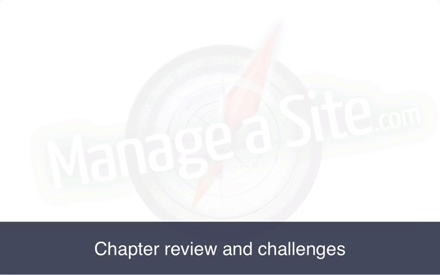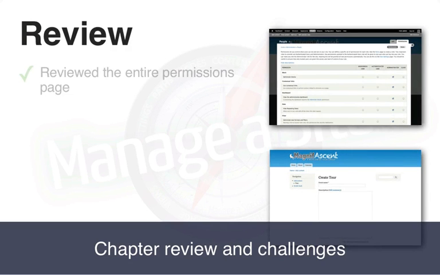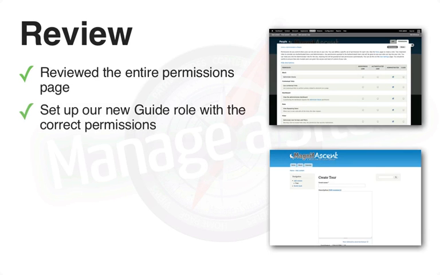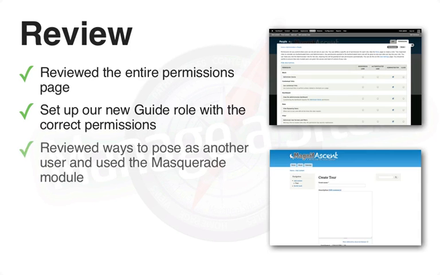Let's do a quick review before we move on. In this chapter, we reviewed the entire permissions page from start to finish. Now you have an idea of all of the permissions that we can set for a role. We set up a new guide role using a few of these permissions. We didn't need very many.